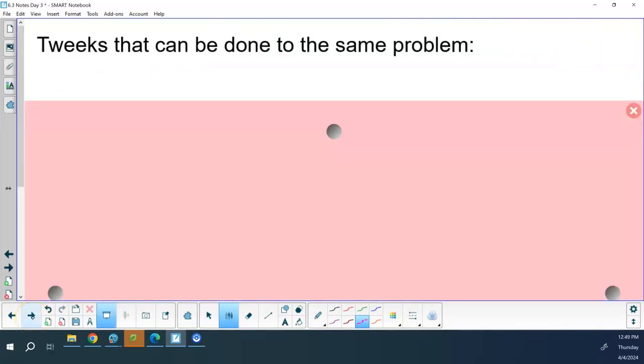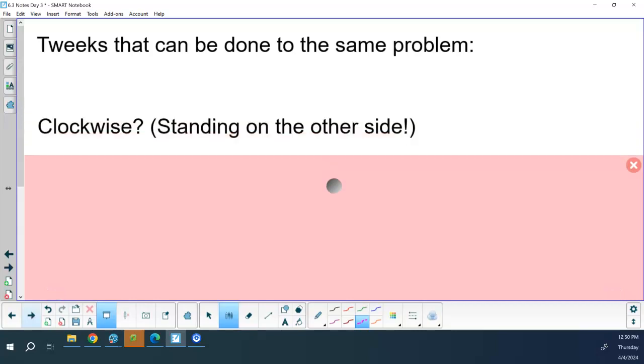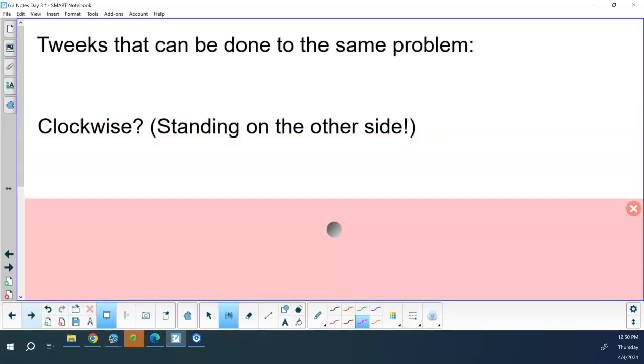Now, some tweaks that we can make on the same problem. It is so important for you to critically read these problems, especially when we're dealing with circular motion, because small little words make huge differences. The first little word that you need to look for is clockwise or counterclockwise. If it's going counterclockwise, everything's normal because the unit circle is set up counterclockwise. Okay? So no tweaks there if we're moving counterclockwise.